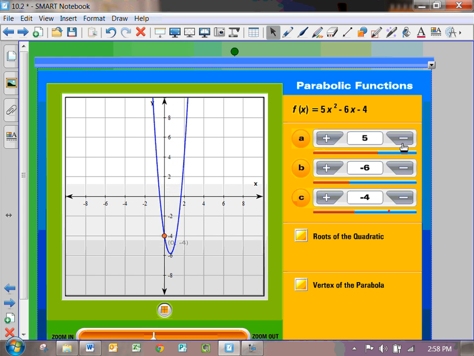All right, so just a quick little play here to show you what it looks like. And there we go. So you can play with all those around.